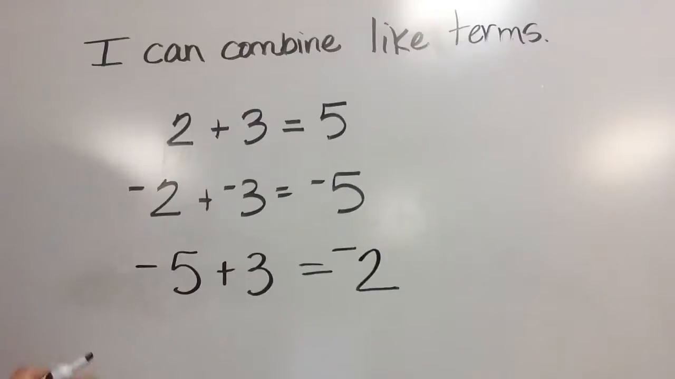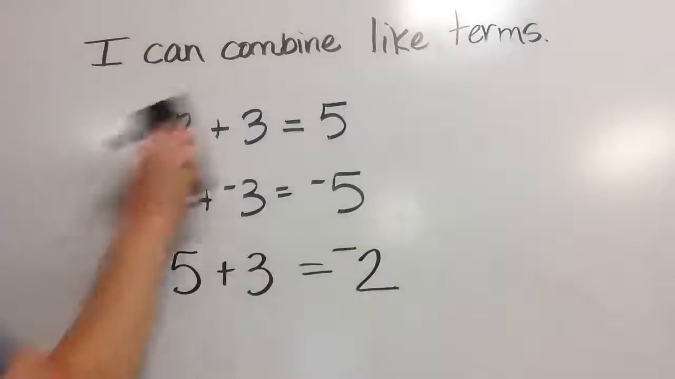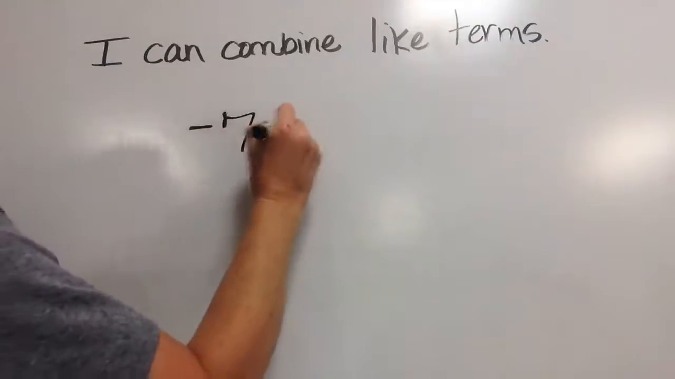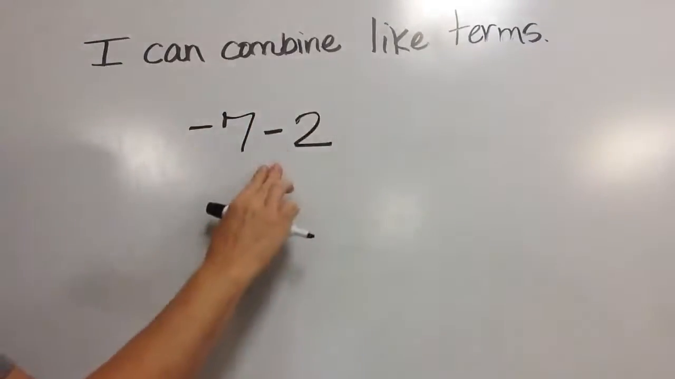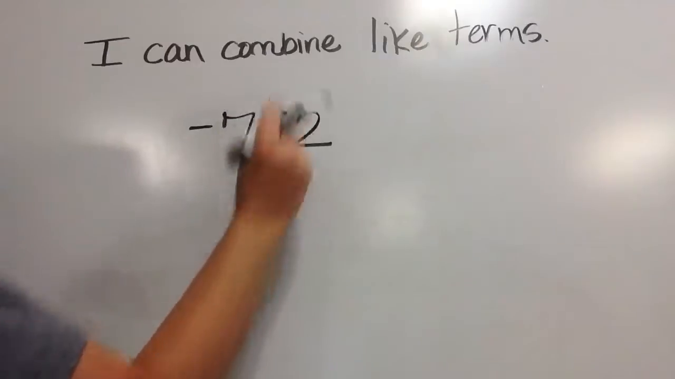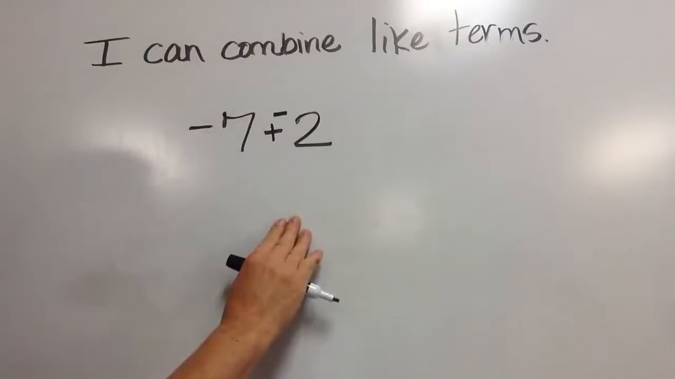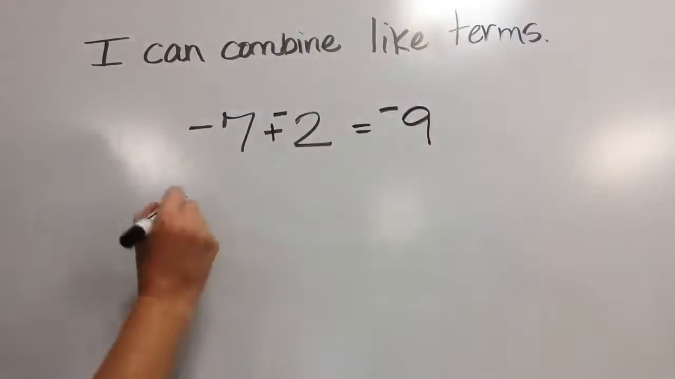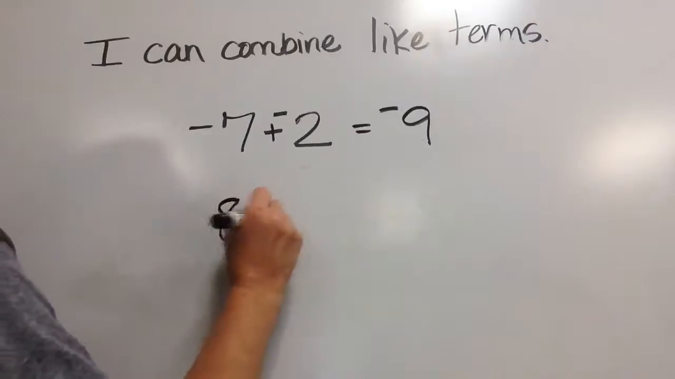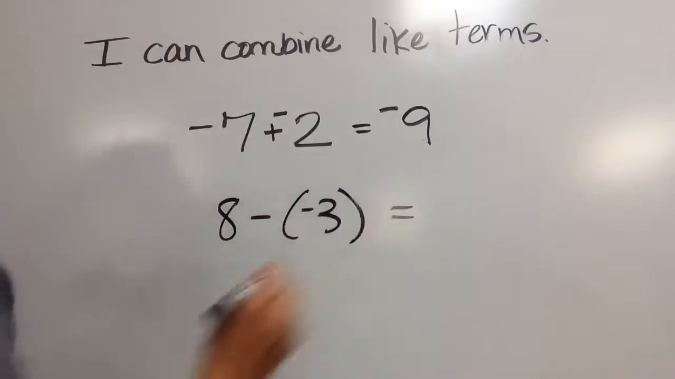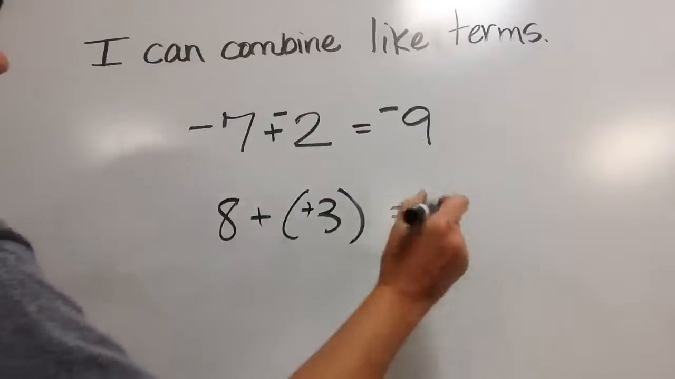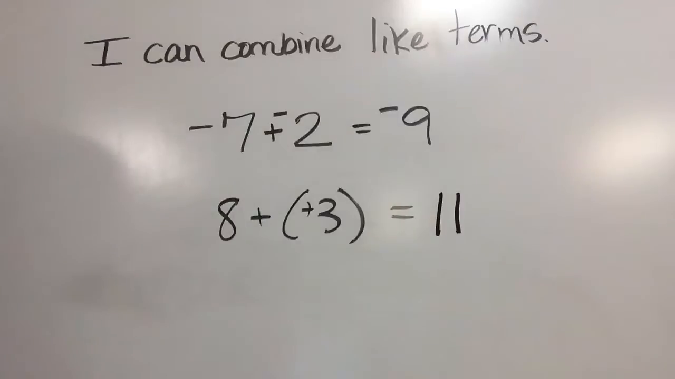If you have a subtraction problem, for example, if you have negative 7 minus 2, remember, when you're subtracting integers, you add the opposite, and then you just follow the rules that we just talked about. Both of these are negative, you add and keep the sign. If you have 8 minus a negative 3, again, you're adding the opposite, and now you just have a positive 8 plus a positive 3, which gives you a positive 11.